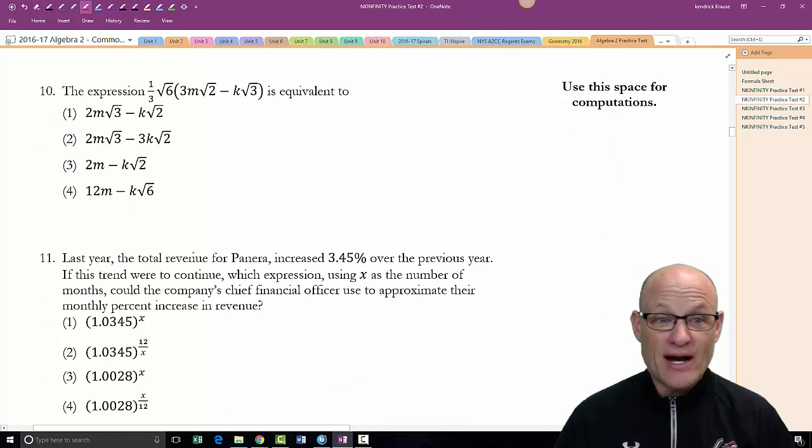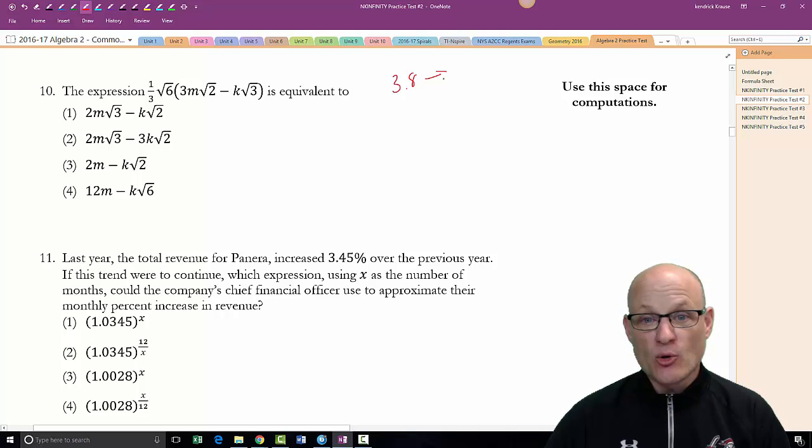Again, if you want to, you could simply just make up a number for M, take 3.8, stow it into M, take 5.2.